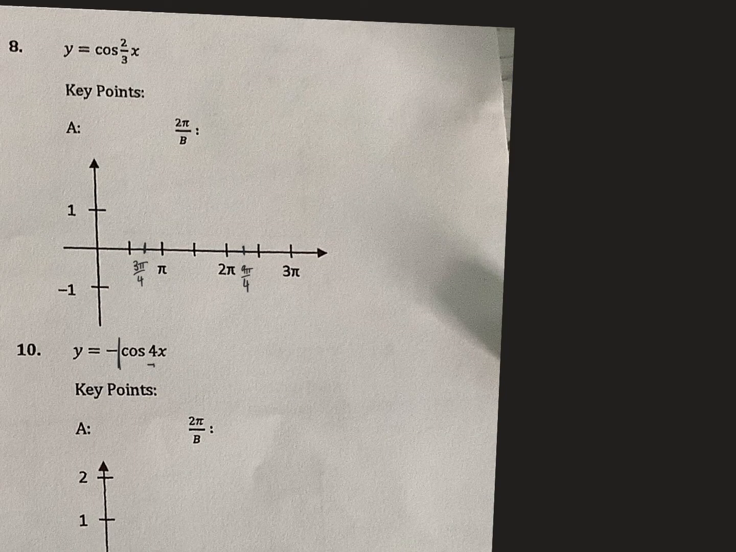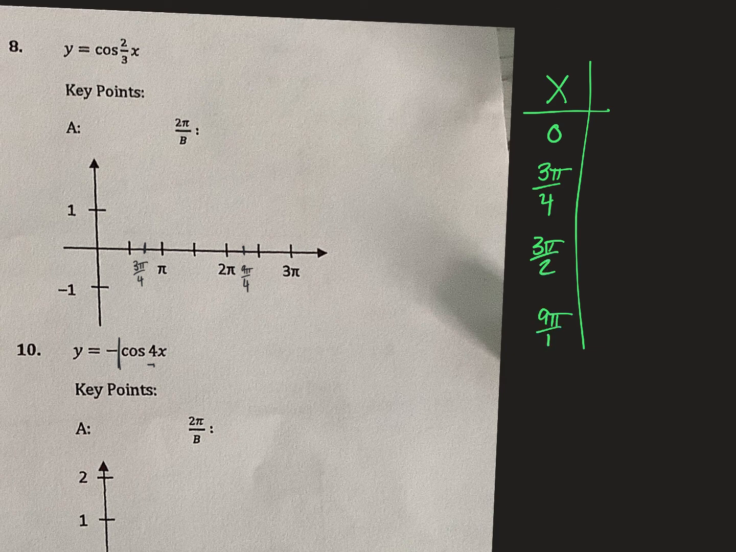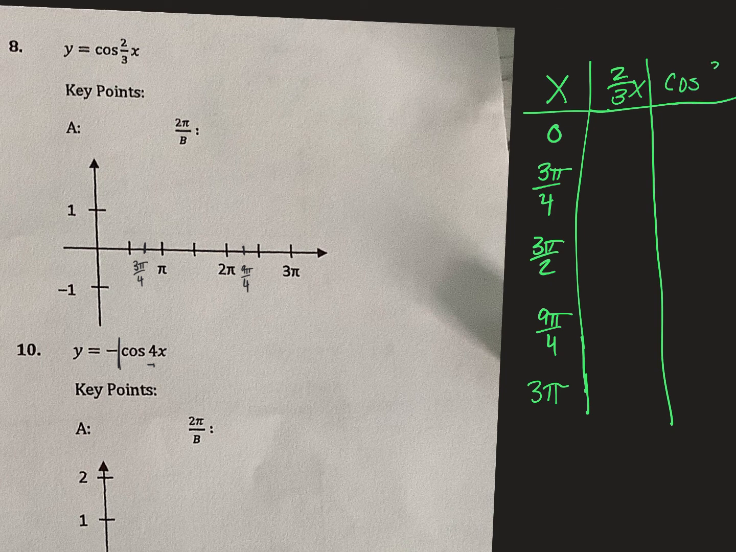Hold on. All right, your chart for number 8. So your x values are going to be 0, 3 pi over 4, 3 pi over 2. Why don't you put in a pi there? Because it's going to give you a weird value that you don't need. And 3 pi. Now remember you're multiplying those by 2/3 and then taking the cosine. Well, what about 2 pi? Those are the only ones you need.